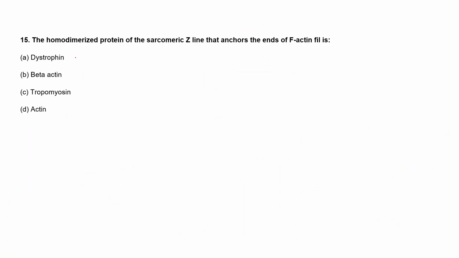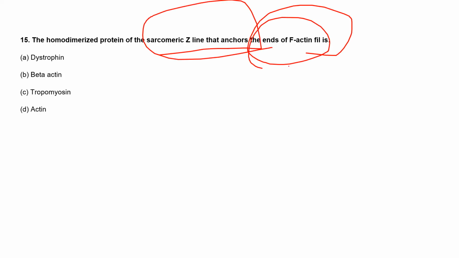Moving to the next question, the homodimerized protein of the sarcomeric Z line that anchors the end of the F-actin filament is: option A is dystrophin, option B is beta-actin, option C is tropomyosin, and option D is actin.